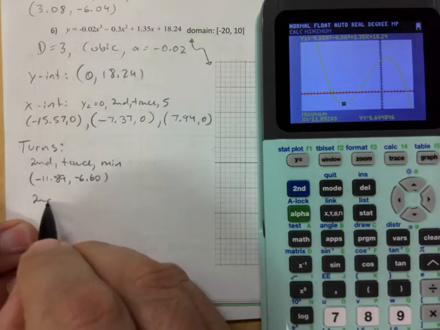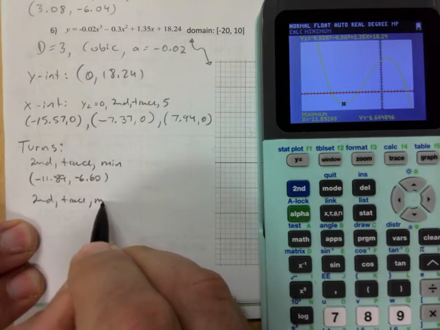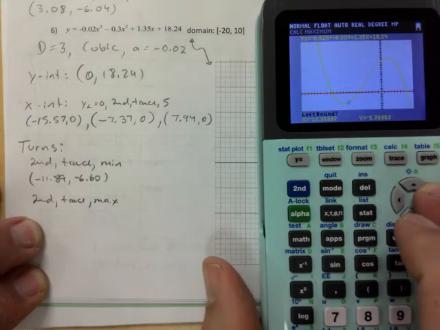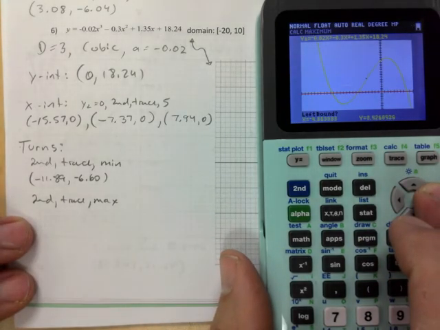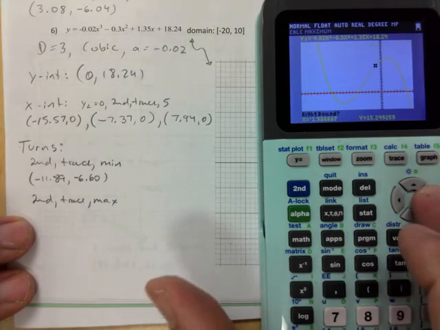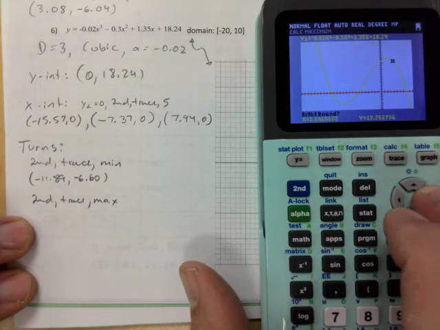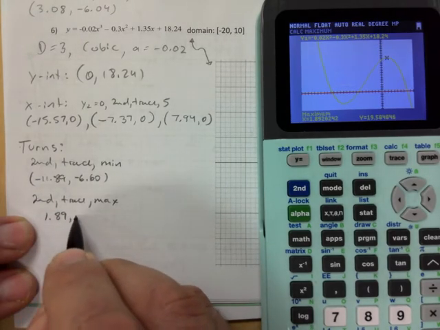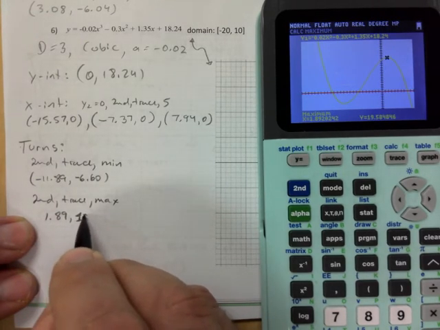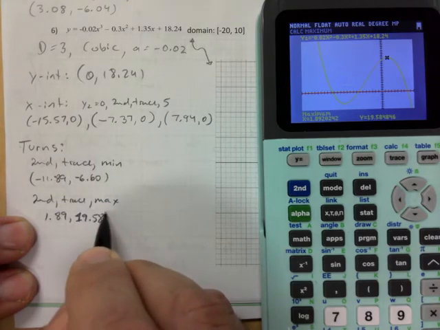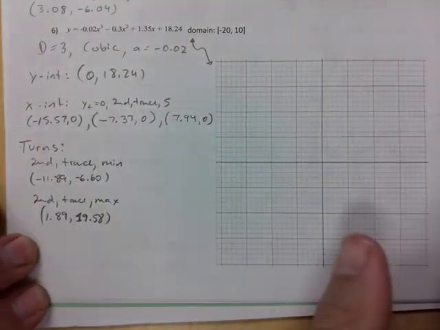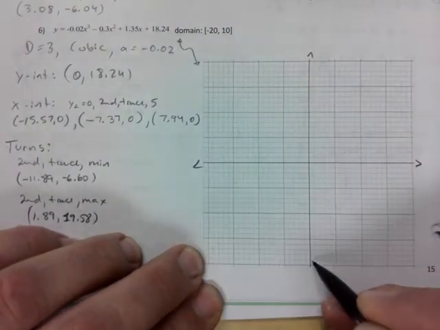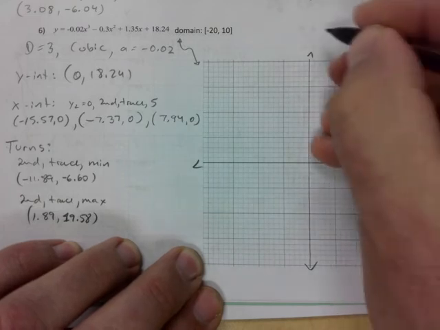Okay, and then second, trace, max. I'm just going to stay on the yellow this time. So left bound and right bound. So that's 1.89, 19.58. So I've got everything I need. So this is the x, the y.